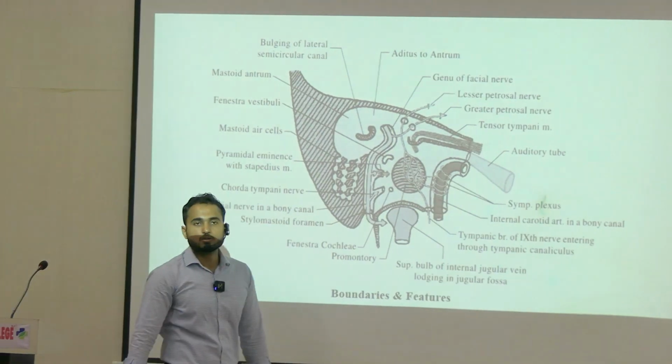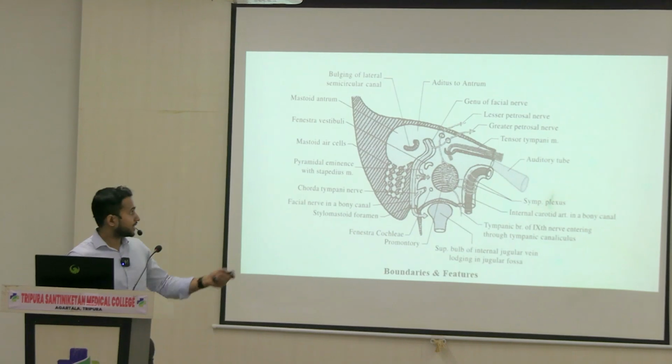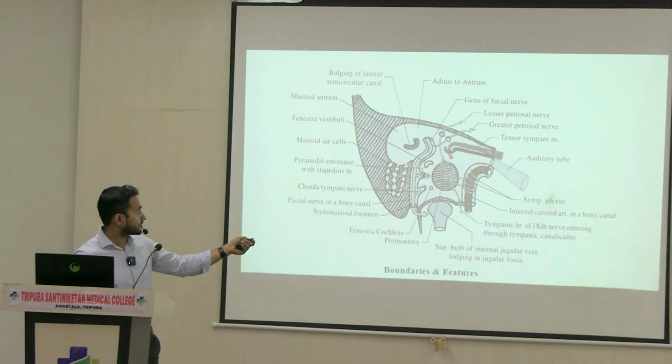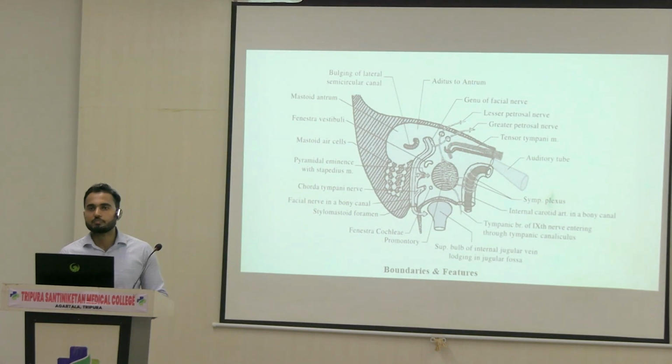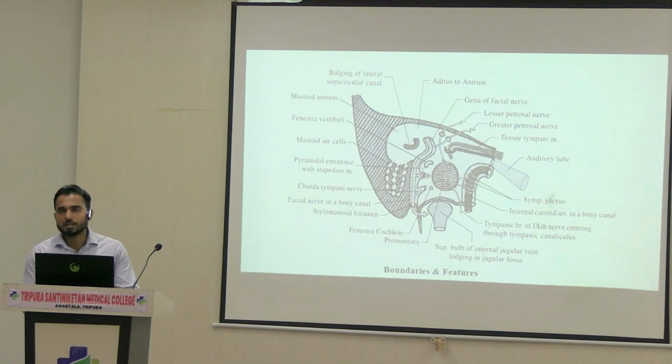Now this processus cochleariformis is forming a pulley for the tendon of the tensor tympani muscle. You can see it is forming the pulley for the tensor tympani muscle. So these are some important features of the anterior wall.